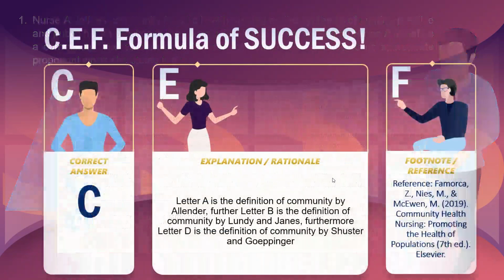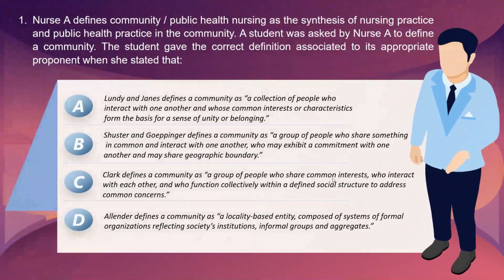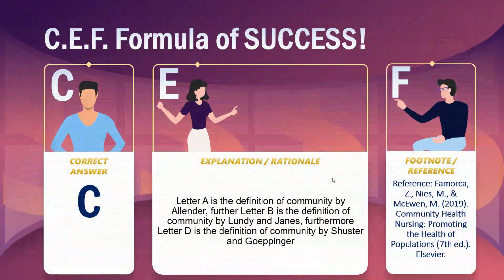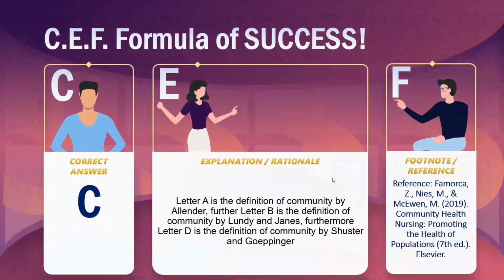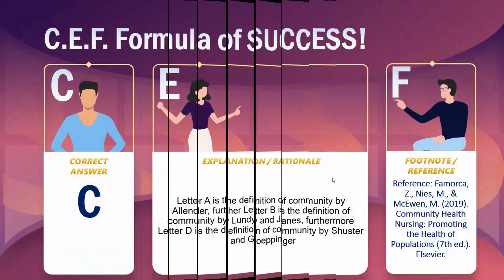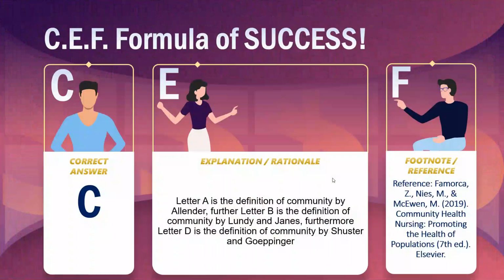So the answer for this question is letter C, because letter A is the definition of community by Allender. Further, letter B is the definition of community by Lundy and James. And furthermore, letter D is a definition of community by Schuster and Gopinger. So there's actually an arrangement of this one. Letter A is specific for the definition of Allender, which is stated in situation letter D. And then letter B is the definition of community by Lundy and James, which is on letter A. And letter D is the definition of Schuster and Gopinger. So the best answer is letter C.